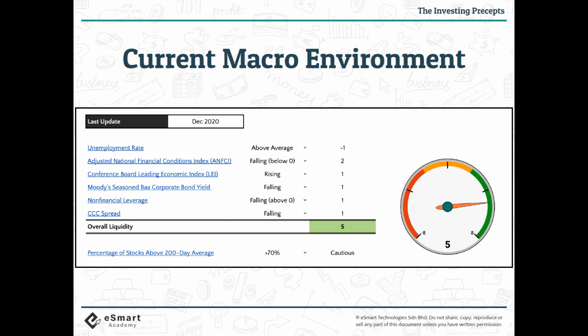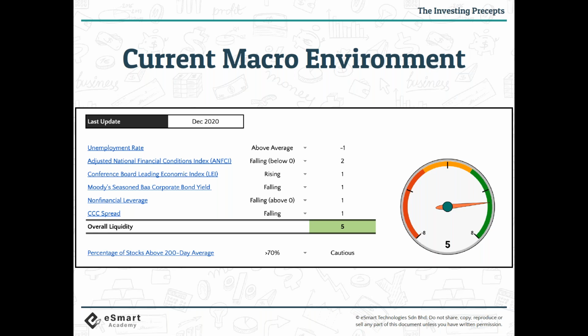So this here is updated as of December. Later I'll show you the January one. Every start of the month I update them. So this is updated at the start of December. You realize that the overall liquidity score is 5, which is pretty liquid. And that's where you see the year ending off, breaking new highs and things like that.